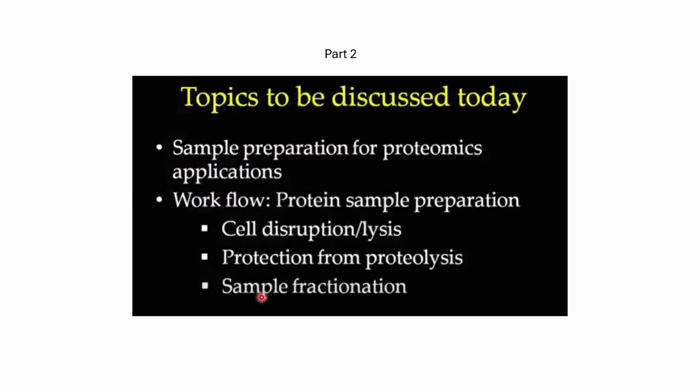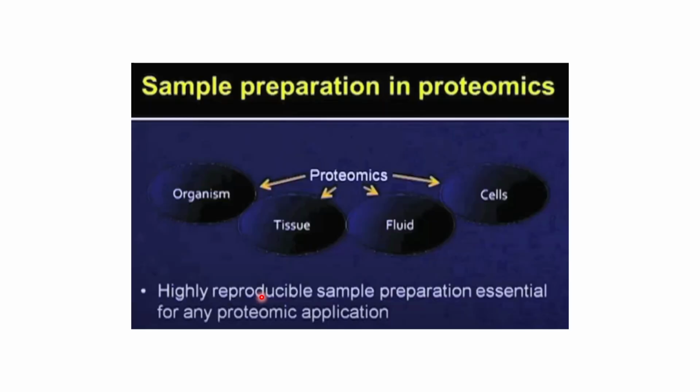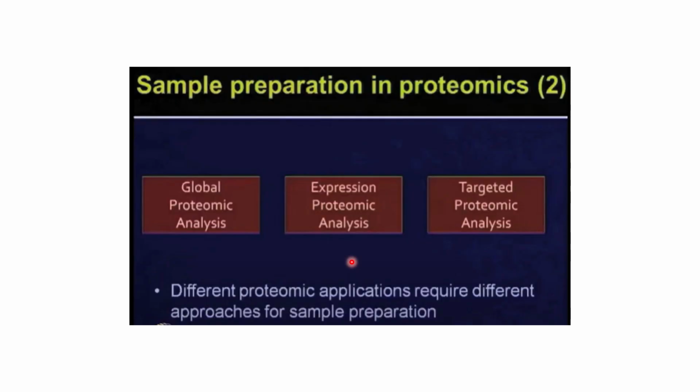So how do we do that? All of that will be discussed in this specific section. Those proteins can be present in an organism, a tissue, a fluid, cells, etc. You need to take a highly reproducible sample, and it is essential for any proteomic application. Depending upon what you're trying to study, different proteomic applications require different approaches for sample preparation. So depending upon your aim, the type of extraction may change.